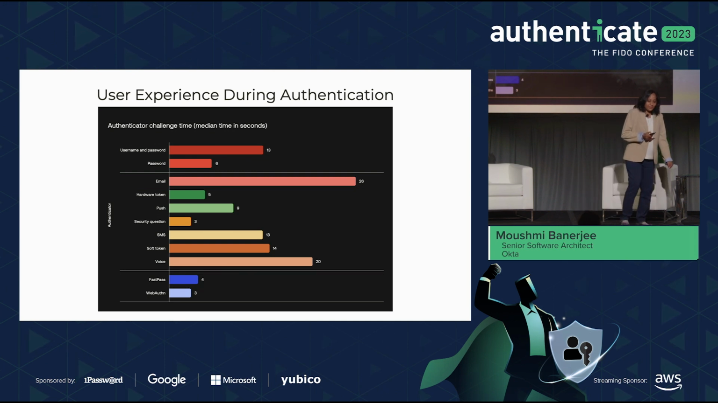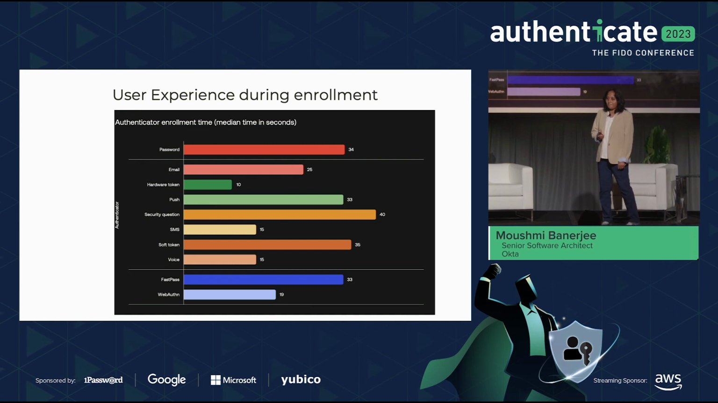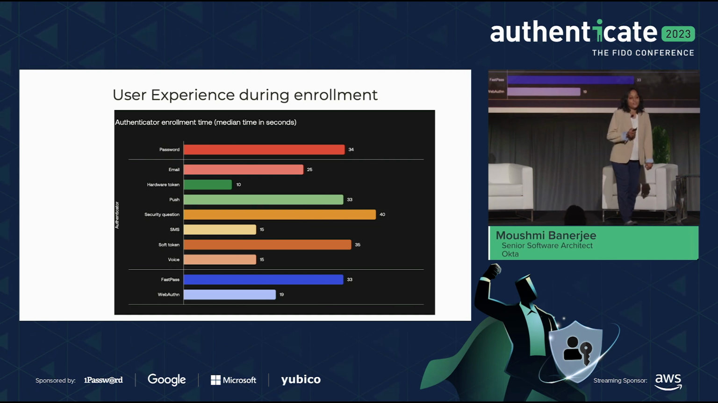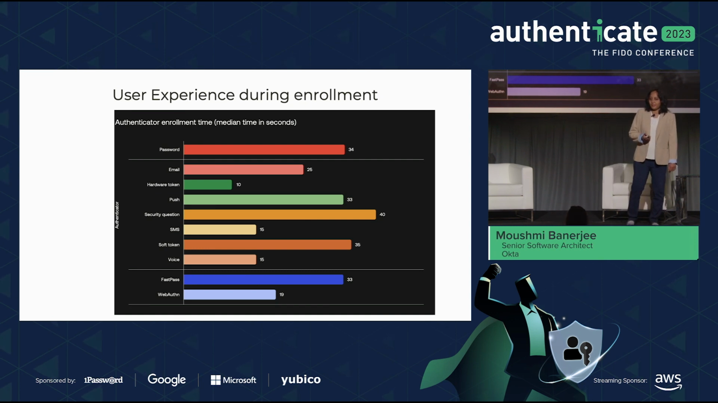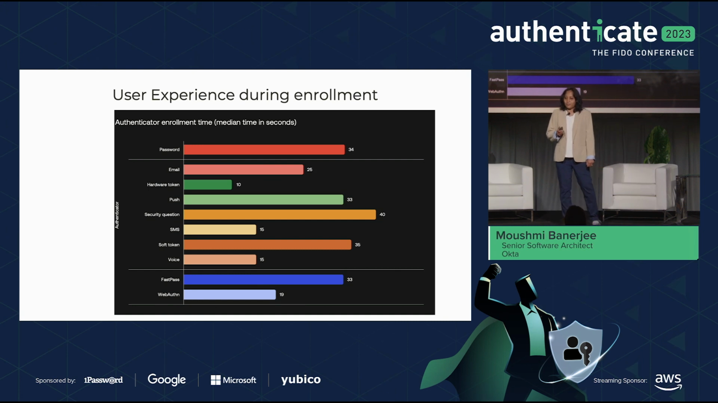We talked about user experience during authentication. Let's delve into user experience during enrollment. Here, password takes a beating. Password enrollment takes 34 seconds. The reason being, the user has to first put in a password, re-verify the password, and if you're in a recovery flow, you're logged out of all your existing devices which had the previous secret.